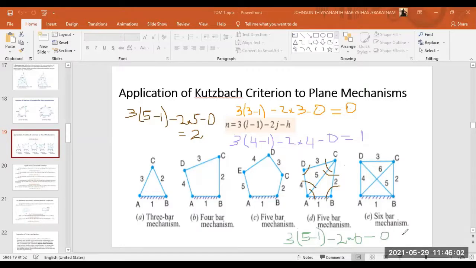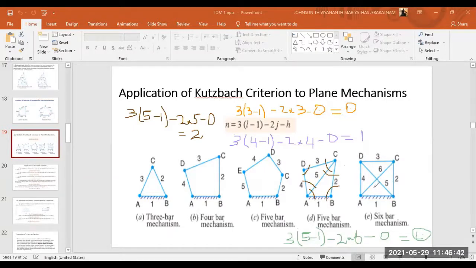So when you solve it, this will become 5 minus 1, that is 4. 4 into 3, 12. 6 into 2, 12. 12 minus 12, 0. Right? So there won't be any motion in this. Why? If it is a 4-bar chain, that may move. But since I have joined A and C, this is not going to move. There is a member in AC which is restricting the motion.